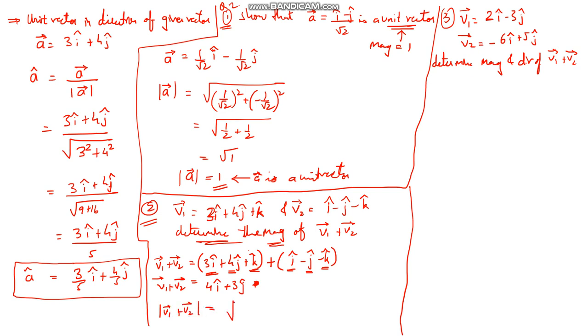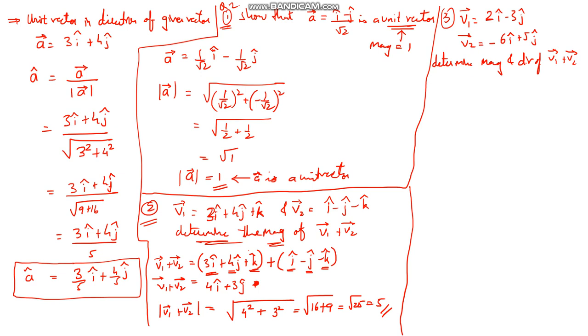So the magnitude is under root of the x component. The x component means whatever is with i, and with i we have 4, so 4 squared. The y component, whatever is with j, is 3 squared. So what we got is 4 squared is 16 plus 3 squared is 9, which is root of 25. So we got the magnitude as 5. Hope you all understood this.